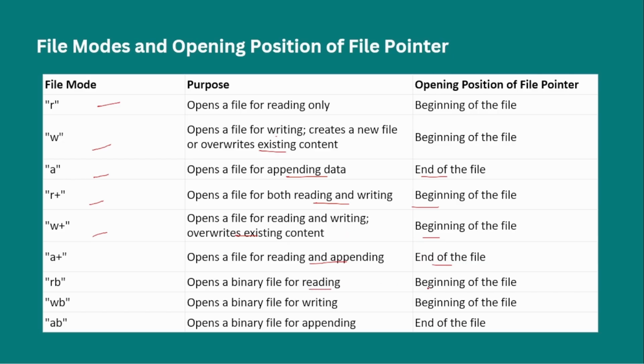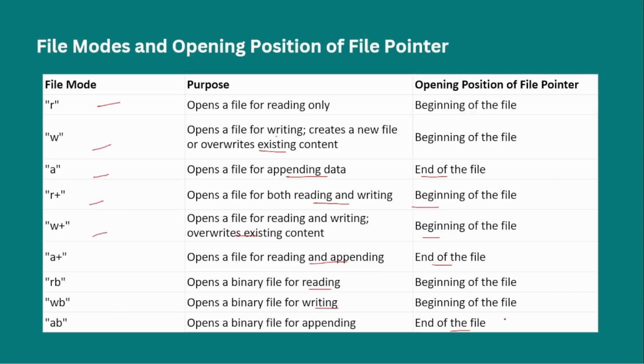File pointer is placed at the beginning of the file. Write binary opens file for writing. File pointer is placed at the beginning of the file. AB opens file for appending. File pointer is at the end of the file, because in case of append, file pointer is present at the end because we are writing data from the end of the file.